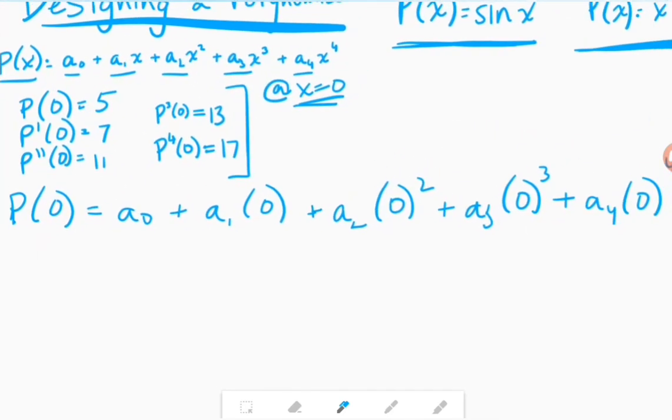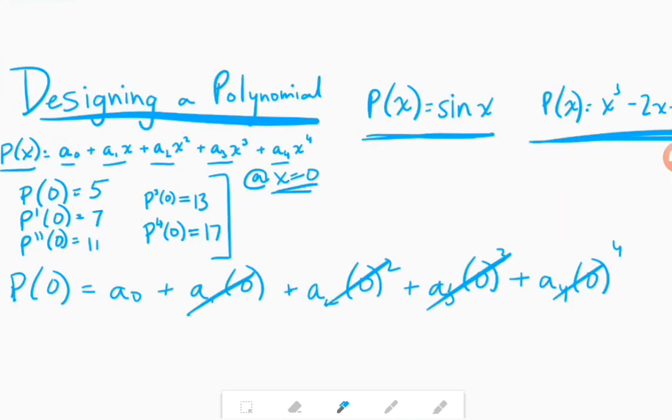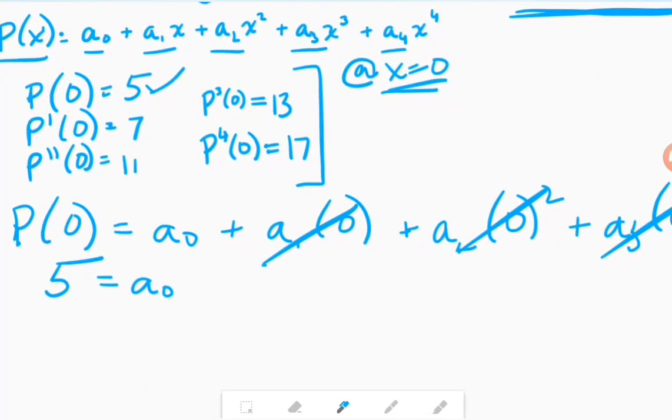Right? So we have this, and then obviously anything times 0 is just going to be 0. So that becomes 0 too, this becomes 0, this becomes 0. And we're just left with p of 0 is equal to a sub 0. And we were given that p of 0 is equal to 5 right here. So 5 is equal to a sub 0, very simply. Alright, so how do we find a sub 1, and a sub 2, and a sub 3, and a sub 4, right? Well, maybe we could use the value of the first derivative.